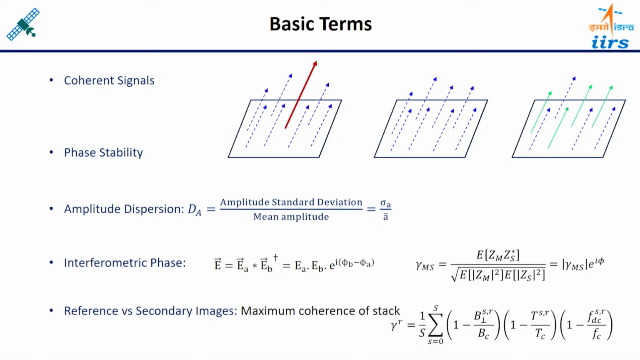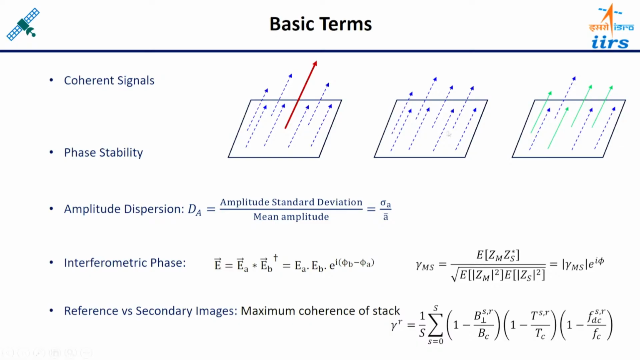So in all the images this particular target is responding very strongly. So that's what the similarity between the signal is maintained throughout the investigation period, and hence these types of targets or the resolution cells or the pixels are called the coherent scatterers.